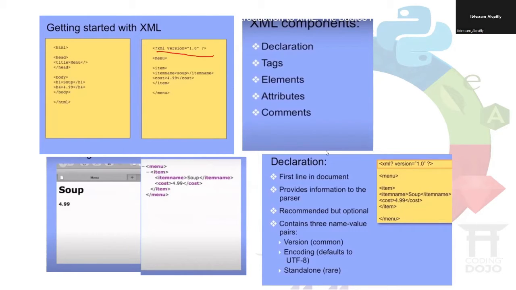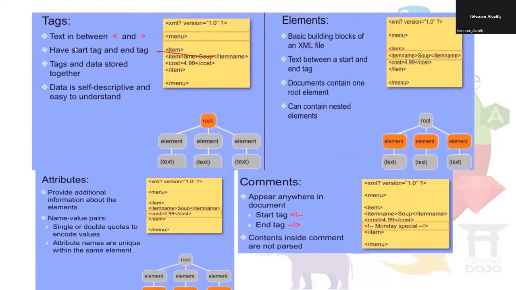This is the declaration, and this is optional. But it's good to have to tell your browser you are dealing with XML. So this is the declaration. We have tags. Where are the tags? See, these are the tags here, the text in between the greater than and the smaller than. This is called the tags.